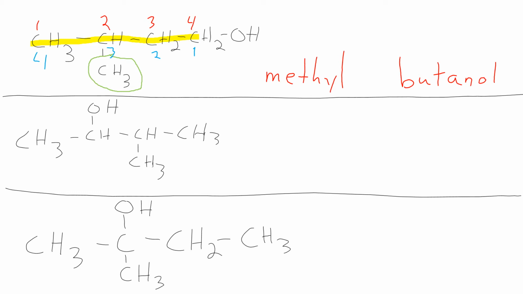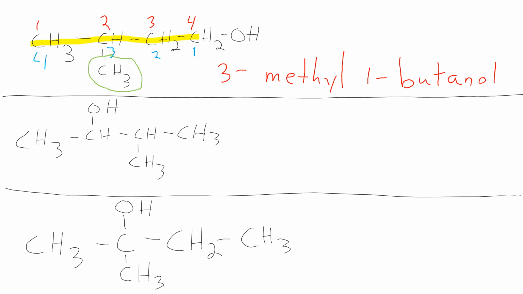That puts the alcohol at position 1, so we'd get 1-butanol. And again, using that blue numbering system, that would put the branch at position 3. So we would have 3-methyl-1-butanol.